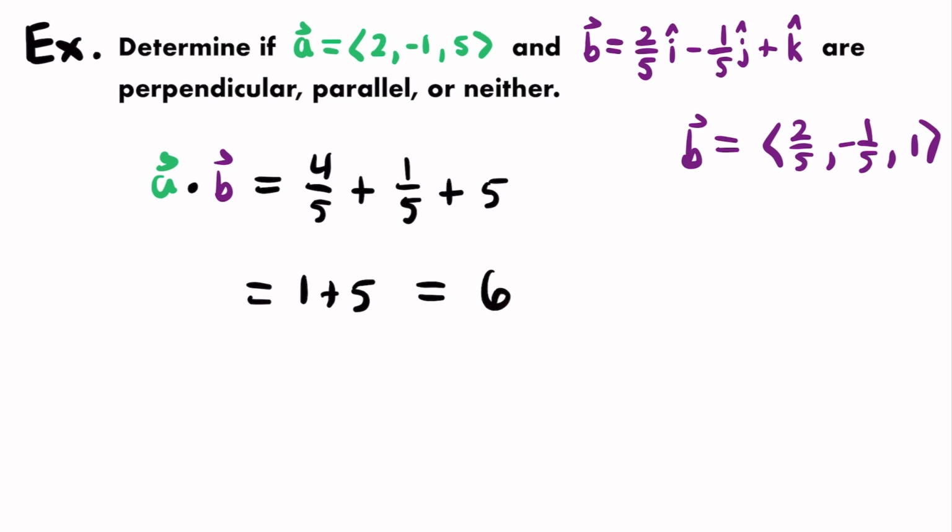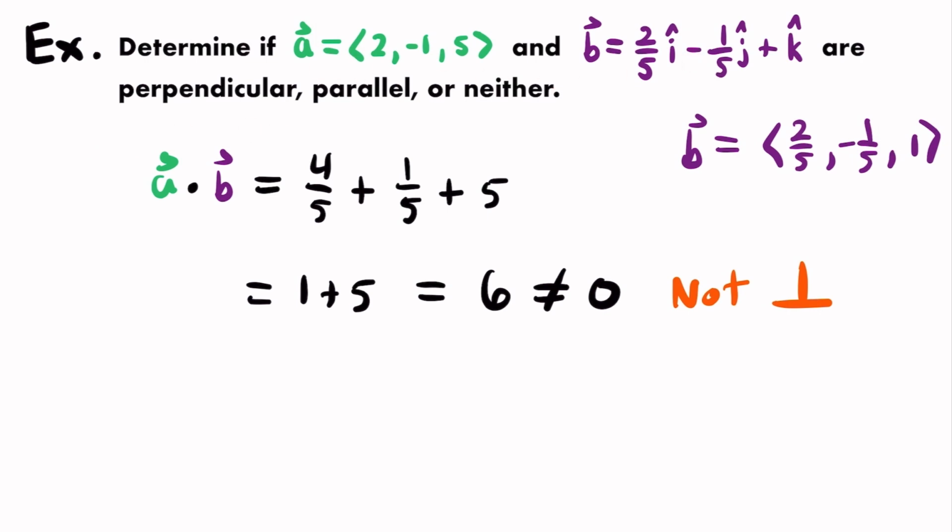And 6, obviously, is not equal to 0. And so we can conclude that these two vectors are not perpendicular. All right, so we can say not perpendicular. In order for vector A and vector B to be perpendicular or orthogonal, the dot product of those vectors needs to be 0. In this case, it's not. It's 6. Okay, so we know they're not perpendicular, but are these two vectors parallel?